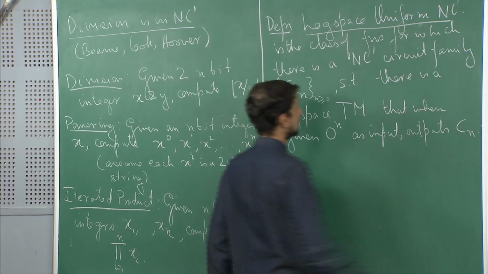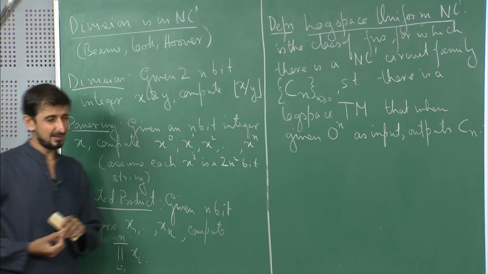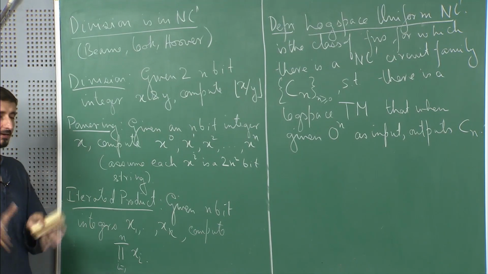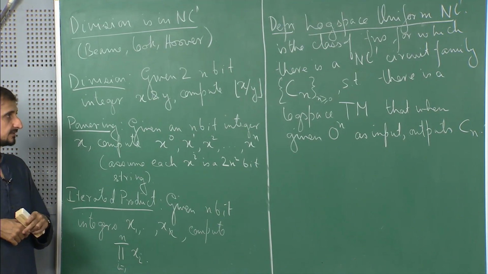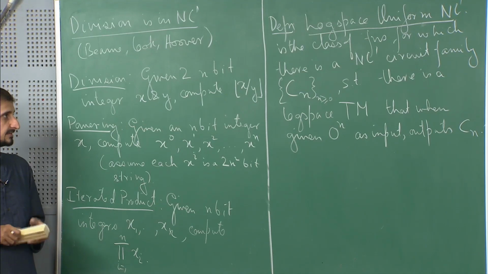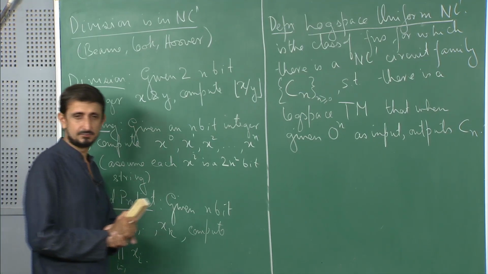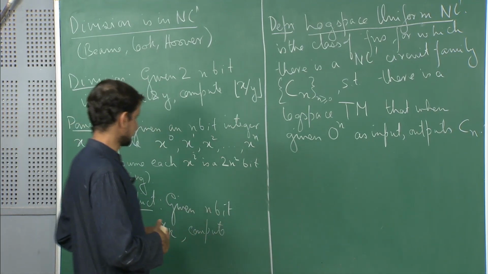So, this is what is the log space uniform NC1, and we will only be looking at NC1 for the next couple of lectures. That is why I have defined it in terms of NC1, but you can define log space uniform for any other circuit class as well. It is the same, similar definition.